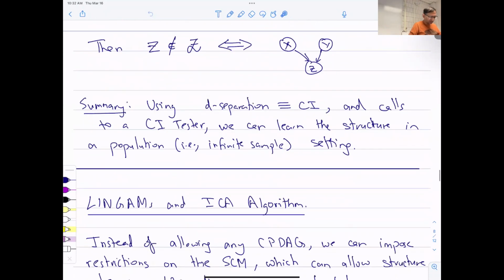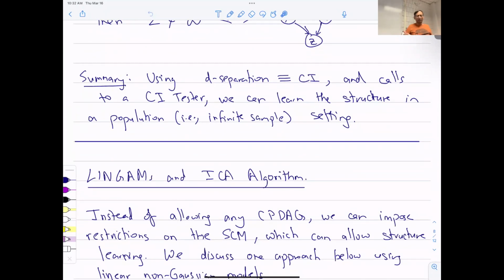That's with no assumptions. I want to give you a flavor of an algorithm where you put much stronger assumptions and you can do something else. This exponential issue doesn't come up.